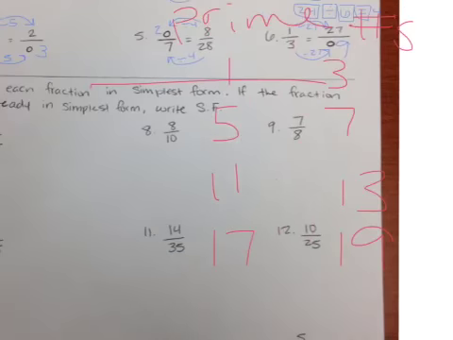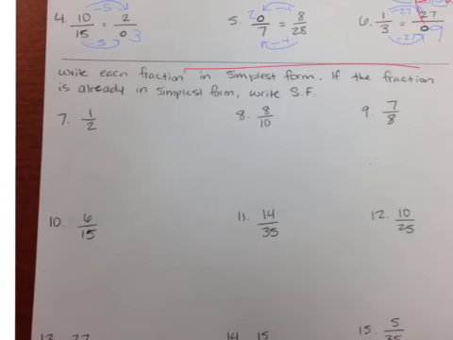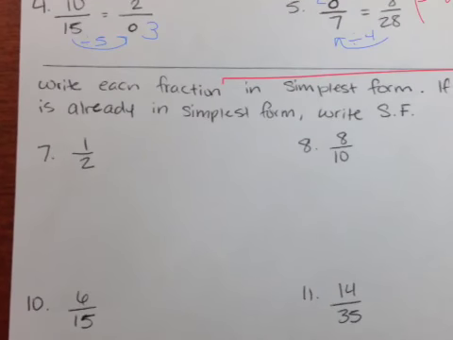So looking down here, we have 1/2. Can we go any smaller than 1/2? We can't divide 1 by anything, and we can't divide 2 by anything except for 1 and 2. So 1/2 is already in simplest form. Okay, number 8.